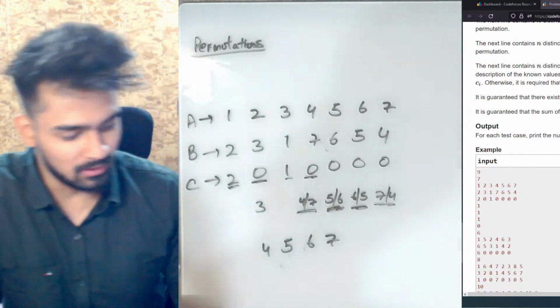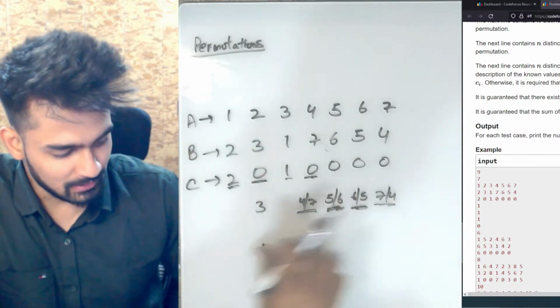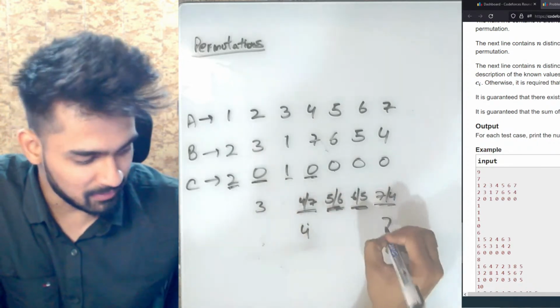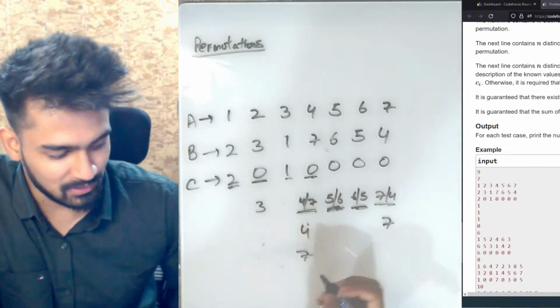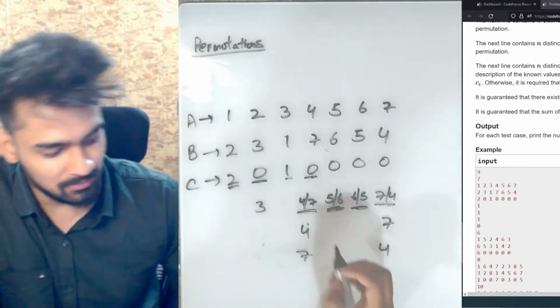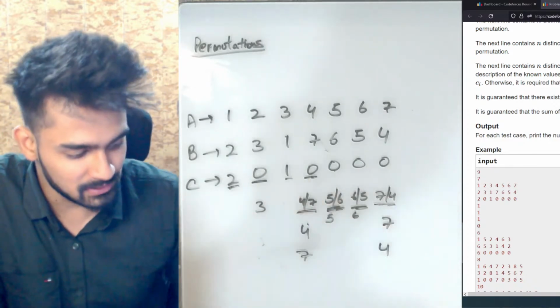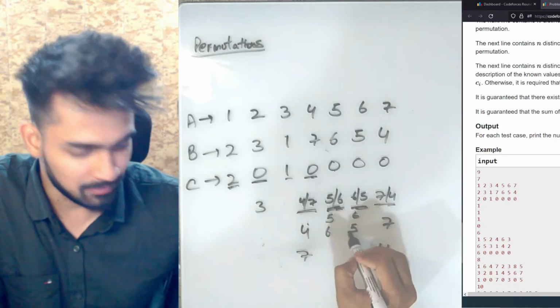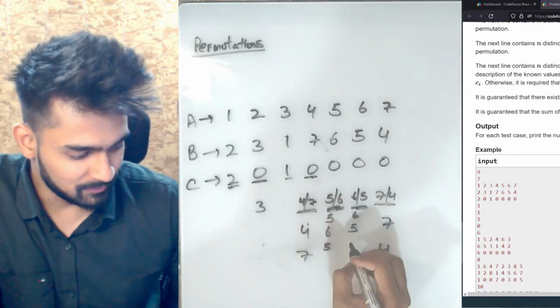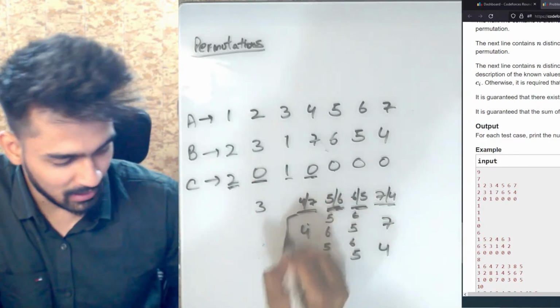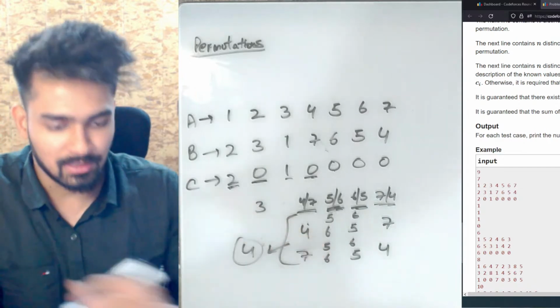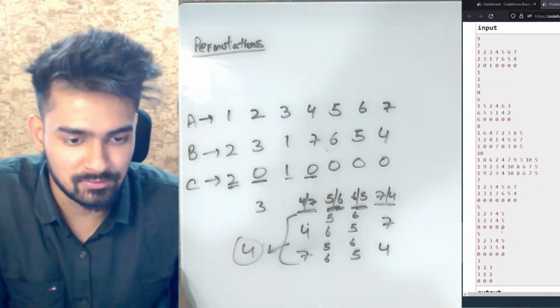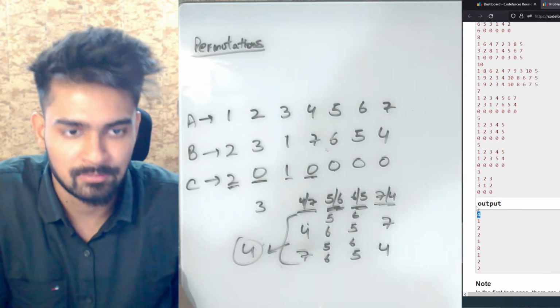So I can either have 4 here, then 7 will be present here, or I can have 7 here and 4 will be present here. Similarly, I can have 5 here, then 6 will be present here, or I can have 6 here and 5 will be present here. Similarly, here also 5, 6, 6, 5. So in total, we had 4 ways and the answer is 4. The answer for the very first test case is 4.